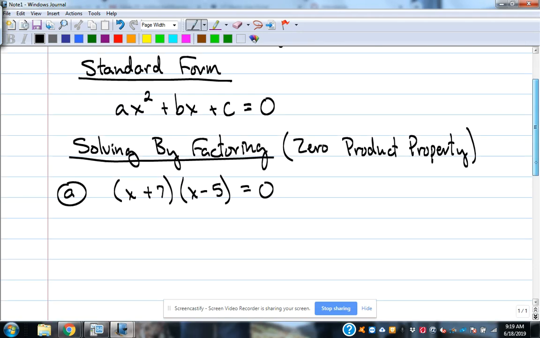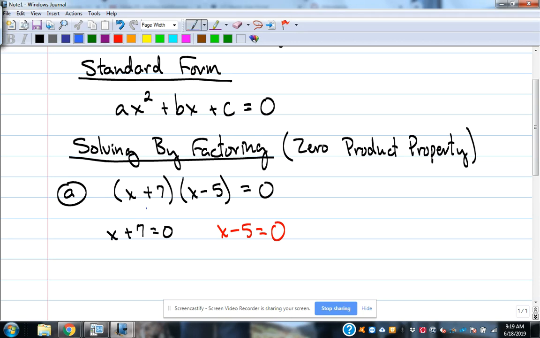What the zero product property tells us is that either x plus 7 is equal to 0 or x plus 5 is equal to 0. It could be one of them. It could be both of them. We're going to take the worst case scenario that it's both of them. And we're going to take each factor, each parenthesis, set it equal to 0 and solve it. Okay? So we got x plus 7, we set it equal to 0. And then we got x minus 5, and we set it equal to 0. And we're going to solve each of those individually.